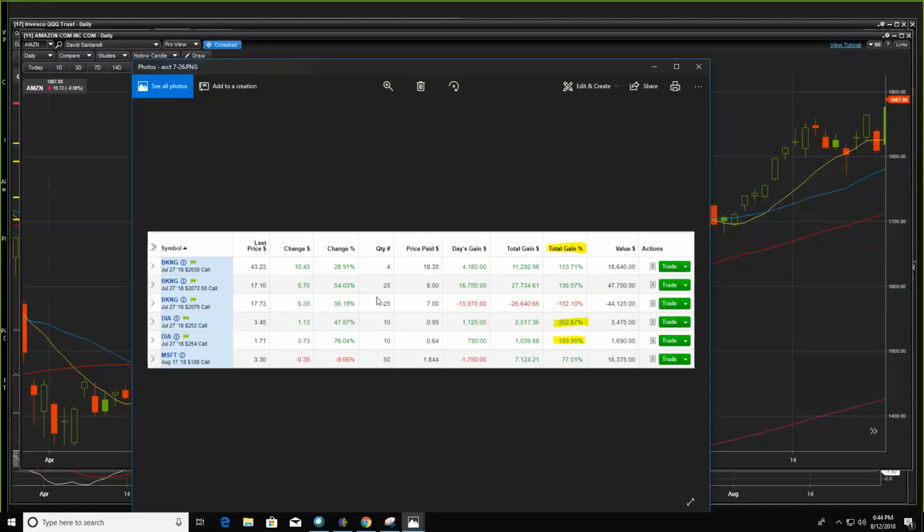And the leg that I sold, which you could see here, this is plus 25, this is minus 25. It's minus 25 because I sold someone the right to the 2075 strike. Okay, so I bought it at 2072.50, and I'm selling it to someone for 2075. So as the stock goes higher, as booking goes higher, those 25 plus 25 you see here for the 2072.50 have a gain of $27,734.61.